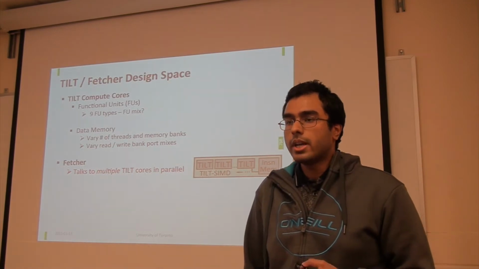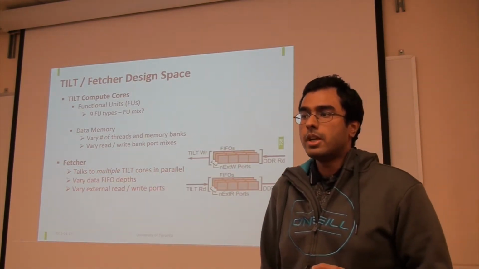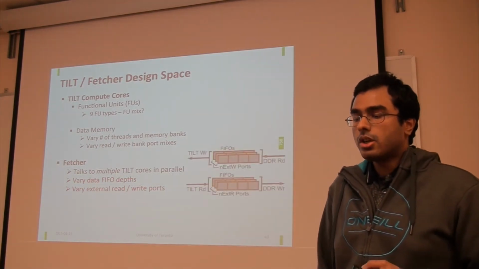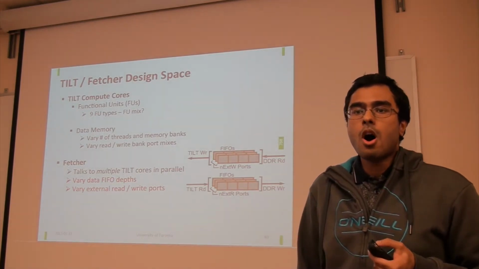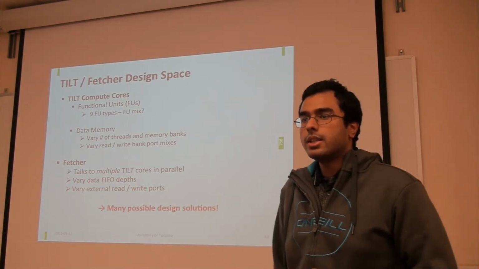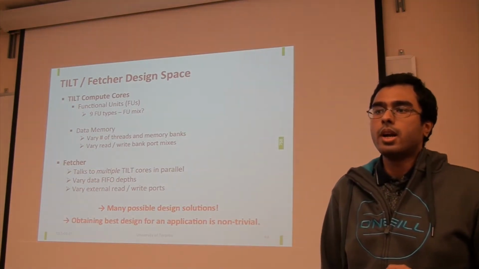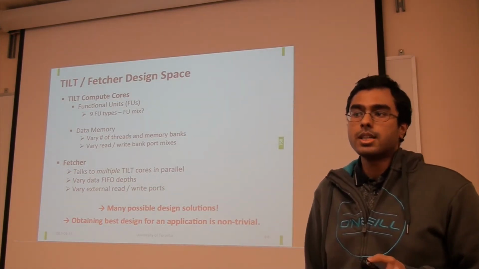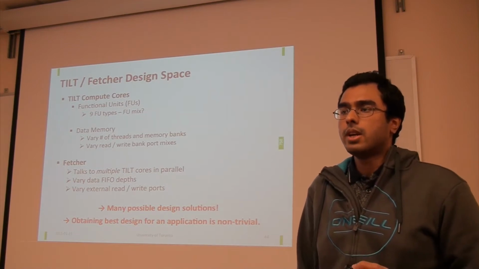Similarly, for the fetcher, we can connect multiple tilt compute cores in parallel. We can vary the data FIFO depths to prefetch more or less data. And we can vary the extra number of external read and write ports, which determines the number of off-chip data words that can be accessed by the tilt cores in parallel. Taken together, this constitutes a very large design space. We want to achieve high throughput per area, but the best tilt and fetcher configuration can be different for different benchmarks, thus making it difficult for the designer to find the best design solution for a given application.